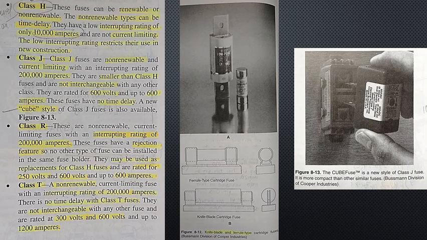Class J. Class J fuses are non-renewable and current limiting with an interrupting rating of 200,000 amperes. They are smaller than Class H fuses and are not interchangeable with any other class. They are rated for 600 volts and up to 600 amperes. These fuses have no time delay. A new cube style of Class J fuses is also available, shown on figure 8-13.